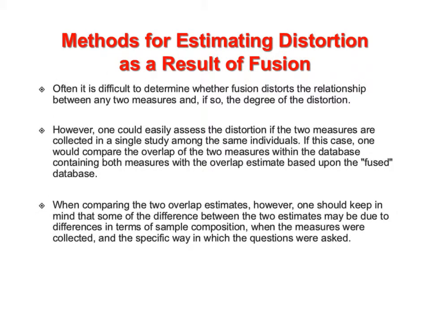Now let's discuss various methods for estimating the distortion that can result from fusion. Often it is difficult to determine whether fusion distorts the relationship between any two measures, and if so, the degree of the distortion. However, one could easily assess the distortion if the two measures are collected in a single study among the same individuals. In this case, one would compare the overlap of the two measures within the database containing both measures with the overlap estimate based upon the fused database. When comparing the two overlap estimates, however, one should keep in mind that some of the difference between the two estimates may be due to differences in terms of sample composition, when the measures were collected, and the specific way in which the questions were asked.